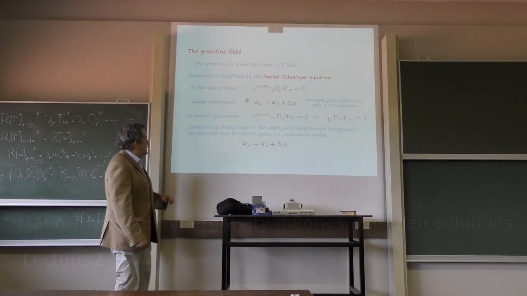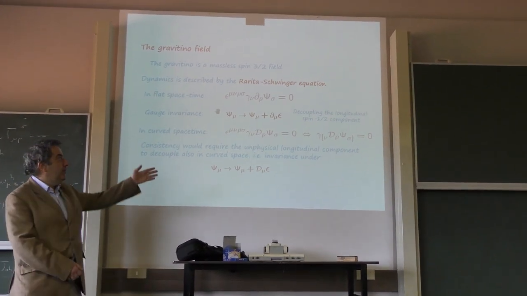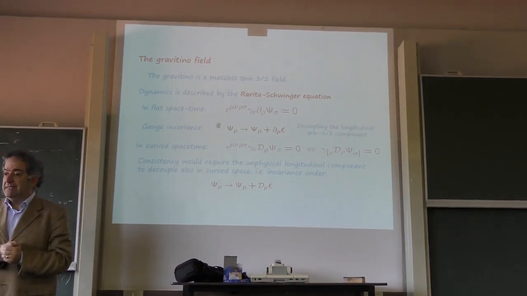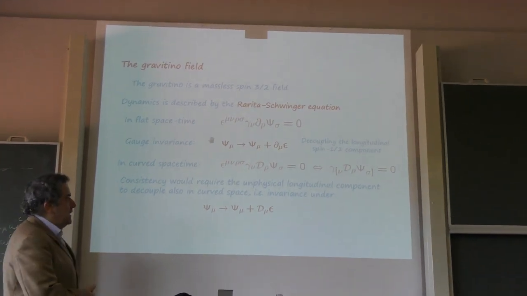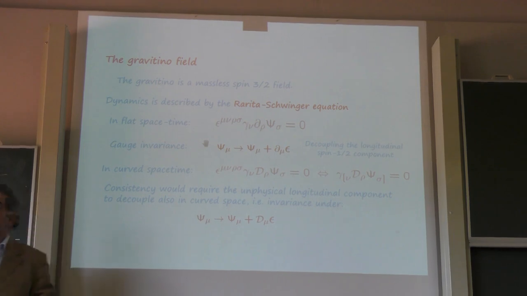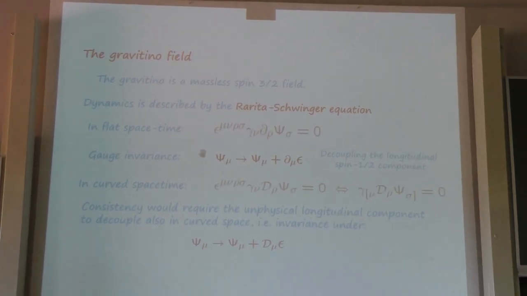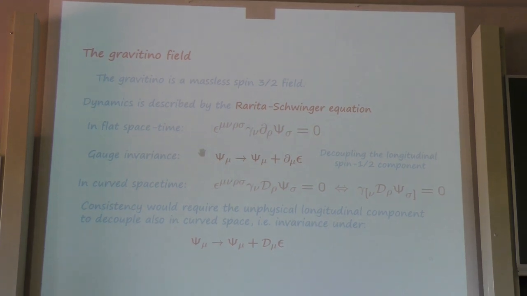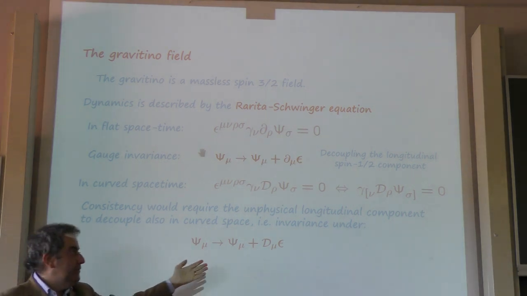So we wrote the Rarita-Schwinger equation in curved space-time, basically covariantizing it on flat space-time, replacing ordinary derivatives by covariant ones. But then what we need to require, in order for psi, the gravitino field, as a massless field to be consistently defined on a curved space-time as well, is that we can decouple its longitudinal modes, which are unphysical. We have to require this.